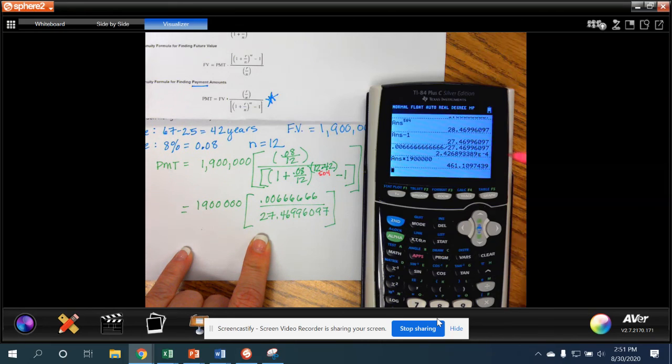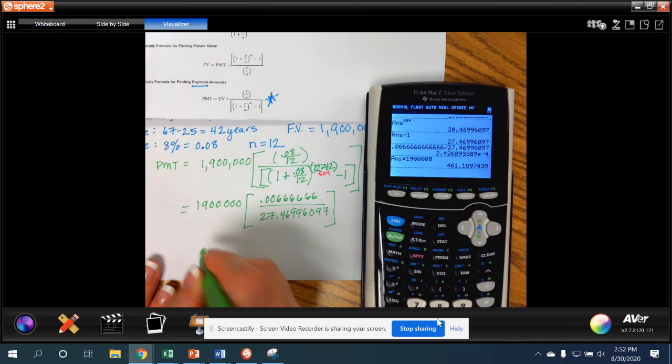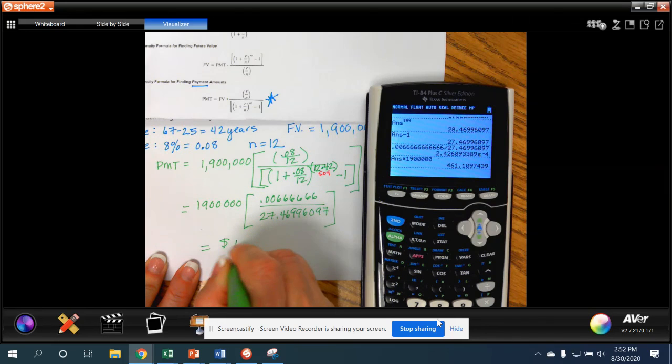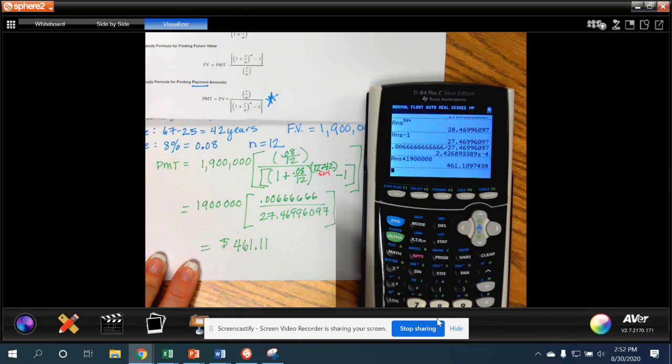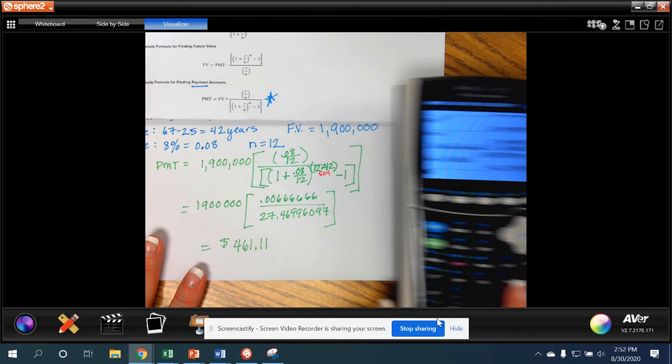This is just this little e to the negative 4. If you ever get something like that, that just means that I move the decimal in the negative direction 4 places. So it would actually be 0.00024 such and such. But this calculator does scientific notation, many of them will. So our final answer, rounded to the nearest cent, is going to be $461.11 per month.